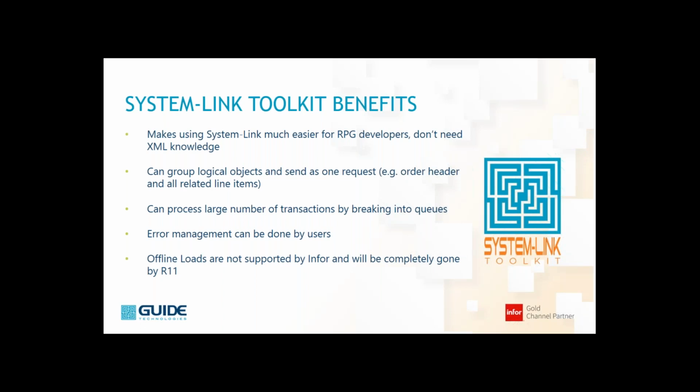It also allows you to group logical objects together. So you think of a customer order with a bunch of line items and ship tos and whatnot. We can group that as a transaction set and send it through to System-Link. And if any part of it fails, it'll back out the whole thing. So you won't get half of a customer order or purchase order or manufacturing order, if you will. So it manages that and gives you some data integrity.